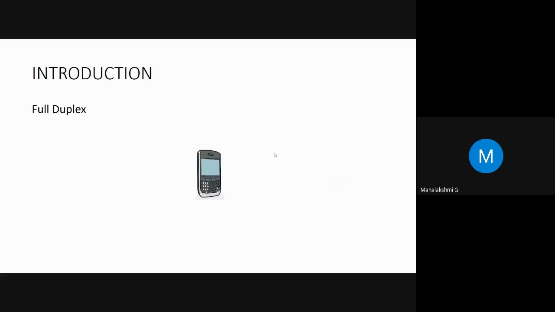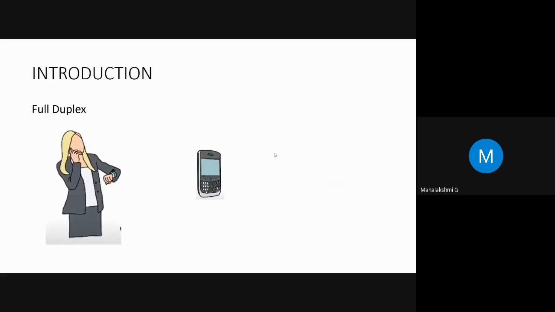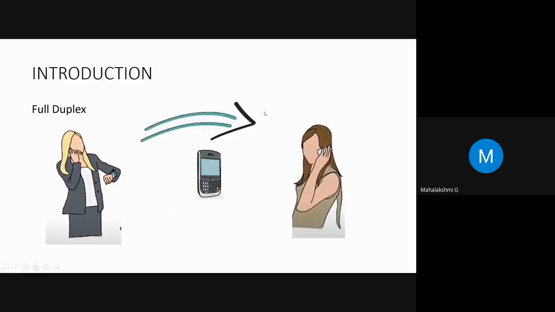Here I am showing a mobile phone. Again, we have a sender and receiver. But when you see here, at the same time, you can talk and listen. It is not like a walkie-talkie where we can either talk or listen. In this device, you can talk and also listen in parallel. So this is what is known as full duplex communication, where both can send and receive simultaneously.